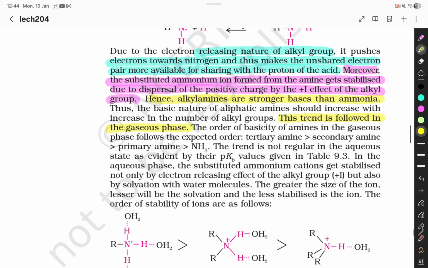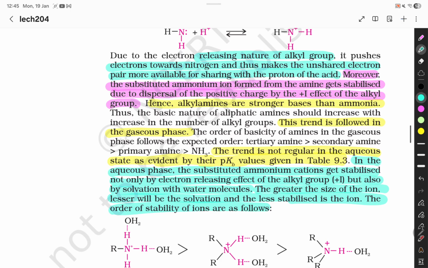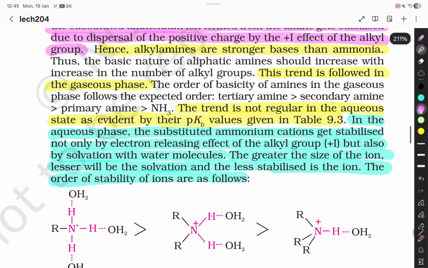All right, but like they told, in aqueous solution, it is not. It is evident by the pKb values that it's not the same. See, they proposed one thing. They proposed that in the aqueous phase, the substituted ammonium cations get stabilized by not only the electron releasing effect of the alkyl group but also solvation with water molecules.